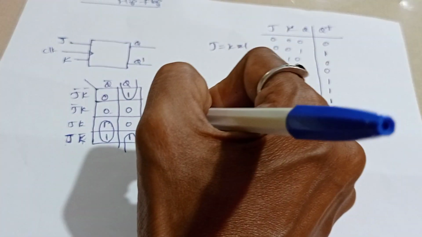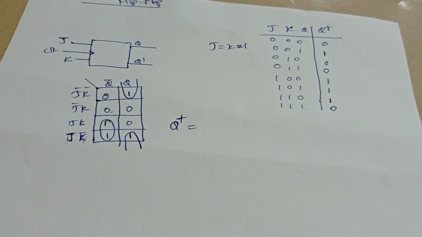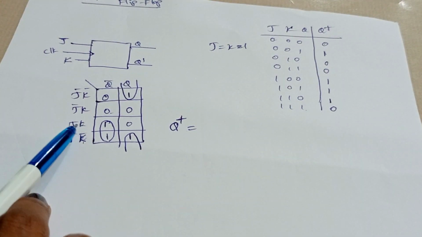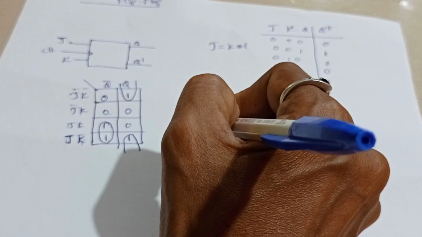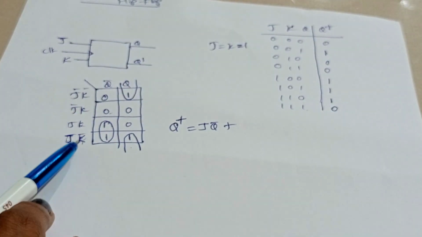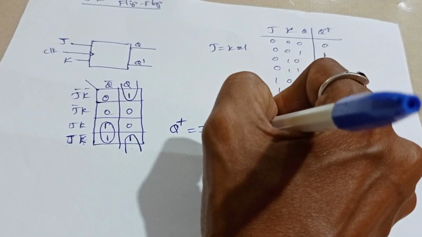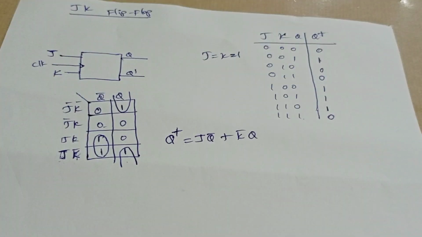Now Q plus, that is the characteristic equation, becomes Q plus is equal to, from this J is constant, K is changing. So J Q bar plus, from these two, K bar is constant and Q. K bar Q. This is the characteristic equation for JK flip-flop.